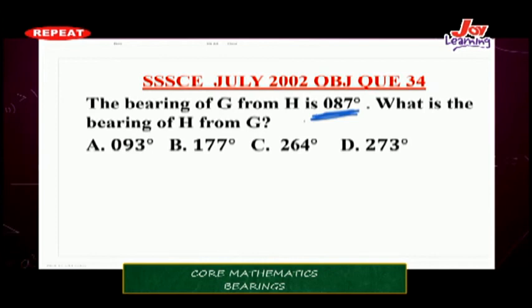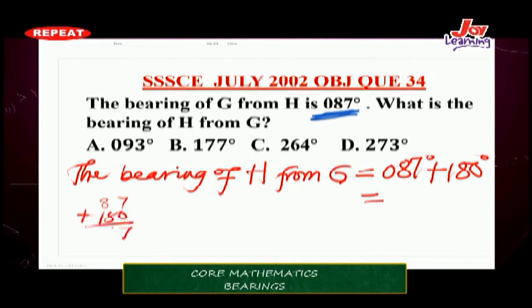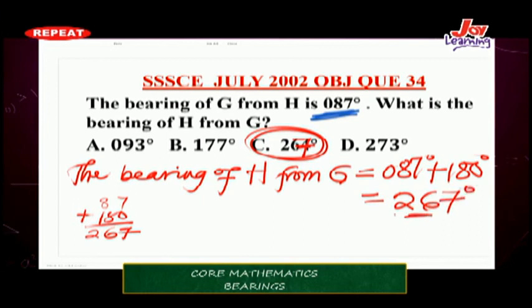So we add 180. If the given bearing is less than 180, you add 180. So this is an objective question, and I can decide not to draw any diagram. So what do you say? I will say the bearing of H from G, without drawing any diagram, is: the given bearing, which is 087, is less than 180, so I will add 180. And when I add 180, 87 plus 180, what are we going to get? 267. The correct answer is C. There was a typo there. 267 is the back bearing. Next question.